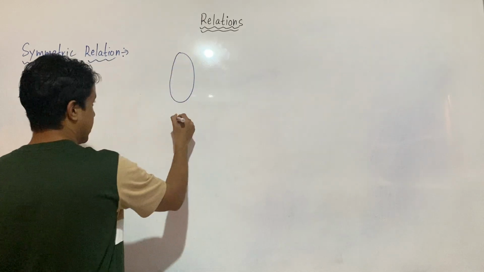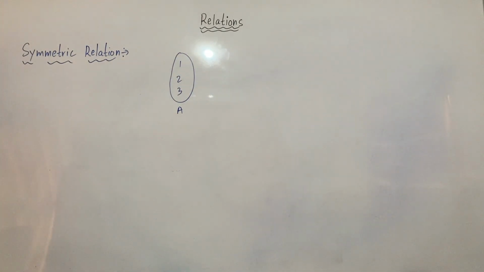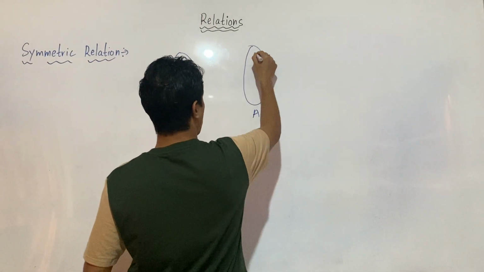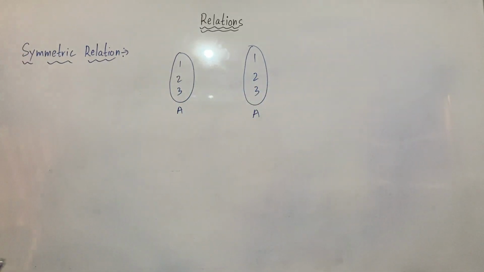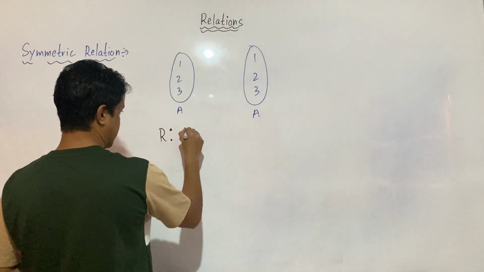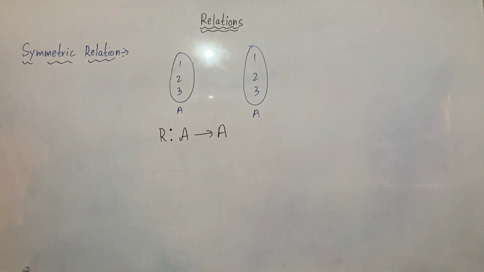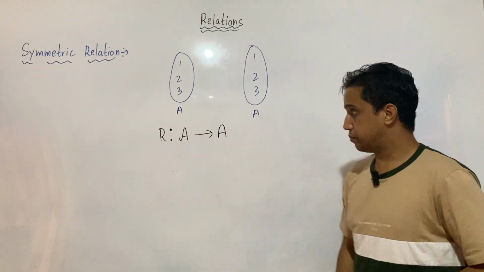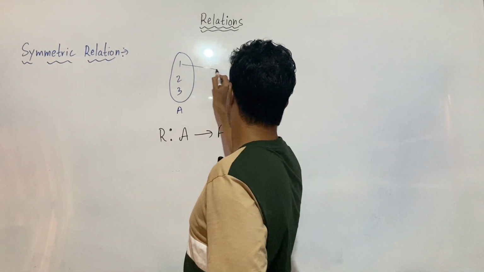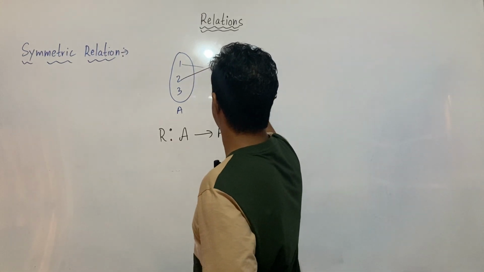Okay, so let's take a set A. Here I have set A, and in this set I have three elements, 1, 2, and 3. And again here I have set A with the same elements 1, 2, and 3. Okay, and now R is a relation defined from set A to set A, or R is the relation on set A. And the relation is defined in the way that 1 is related to 2 and 2 is also related to 1.